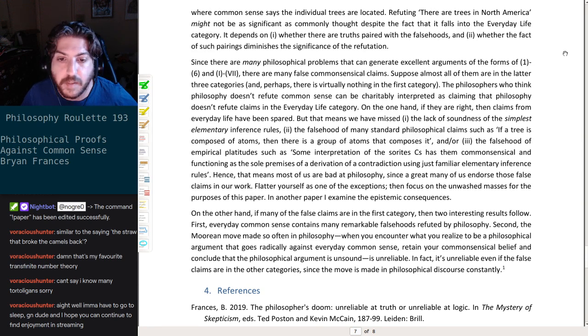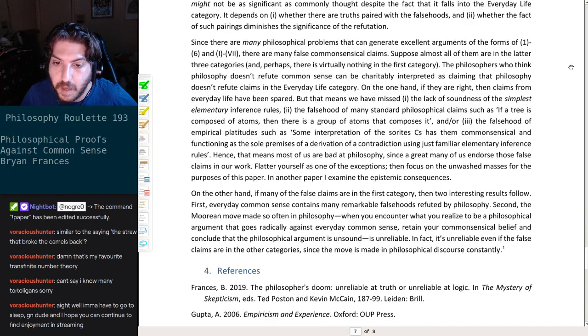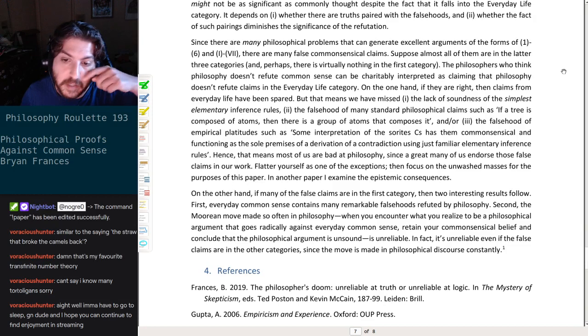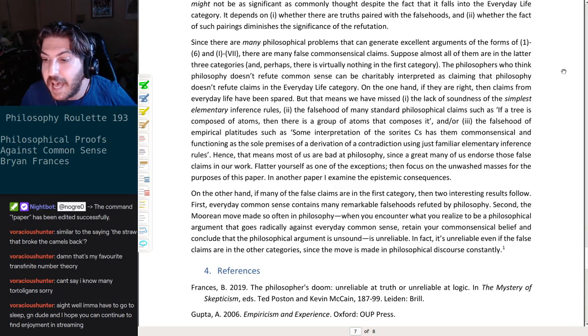The philosophers who think philosophy doesn't refute common sense can be charitably interpreted as claiming that philosophy doesn't refute claims in the everyday life category. On the one hand, if they are right, then claims from everyday life have been spared, but that means we have missed 1, the lack of soundness of the simplest elementary inference rules. Yeah, well, I don't think they're so simple. 2, the falsehood of many standard philosophical claims, such as if a tree is composed of atoms, then there is a group of atoms that compose it. And or 3, the falsehood of empirical platitudes, such as some interpretation of the Sorites has them commonsensical and functioning as the sole premise of a derivation of contradiction using just familiar elementary inference rules.